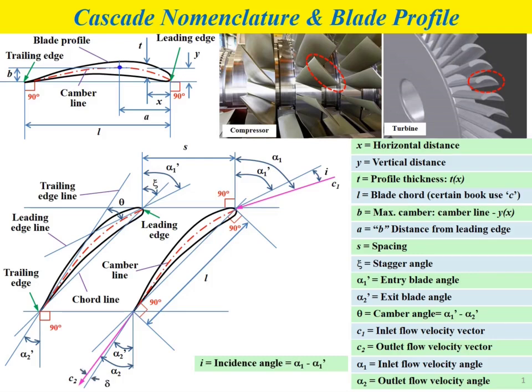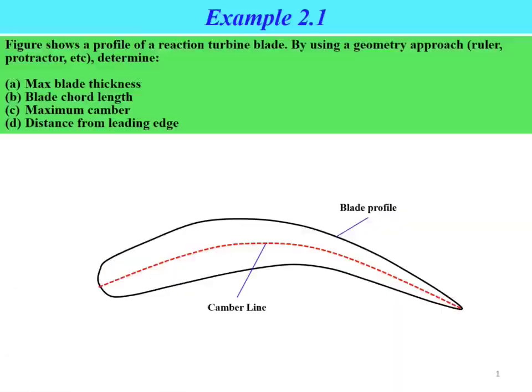The last one is delta, which represents the deviation angle, the angle between the outlet flow velocity vector and the trailing edge line. In terms of the equation, the deviation angle equals alpha 2, the outlet flow velocity angle, minus alpha 2 prime, the exit blade angle. So those are the parameters involved with the blade profile and the nomenclature for the cascade blade arrangement that we will use later in the analysis of turbomachinery.